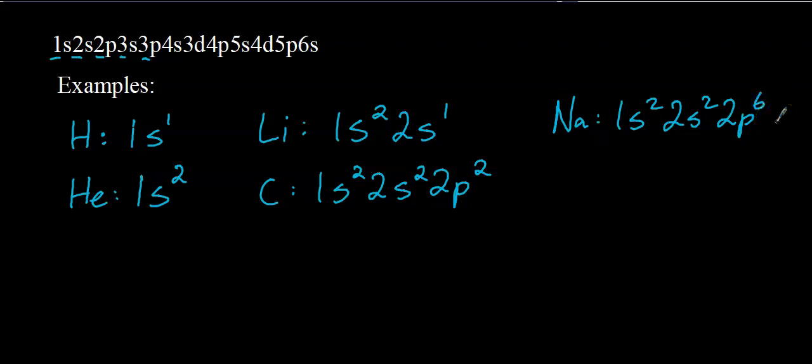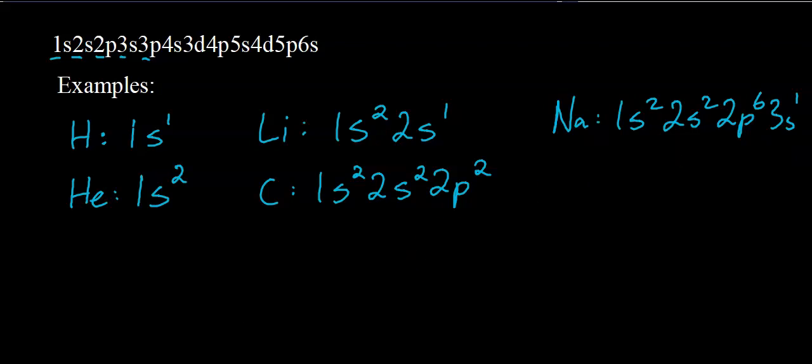How many is that so far? I think that is 10. So we have 1 more electron. So which sublevel fills after the 2p? It is the 3s. And sodium has 1 electron in its 3s sublevel. So we get 1s2, 2s2, 2p6, 3s1.